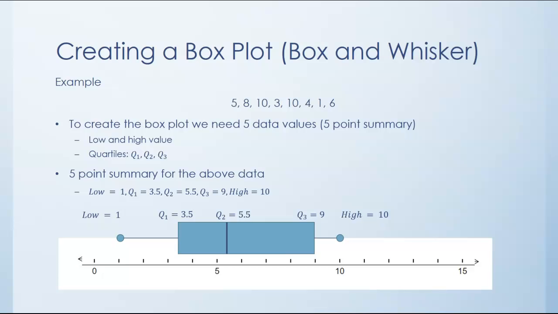We call this the 5-point summary. You get your low, your Q1, your Q2, your Q3, and your high value. So you get those 5 data points, and it lets you see where the vast majority of your data lies. We know that the vast majority of it is between 3.5 and 9. It lets you see where the middle of your data is. So we see that 5.5, and then it also gives you the low and the high of the data.